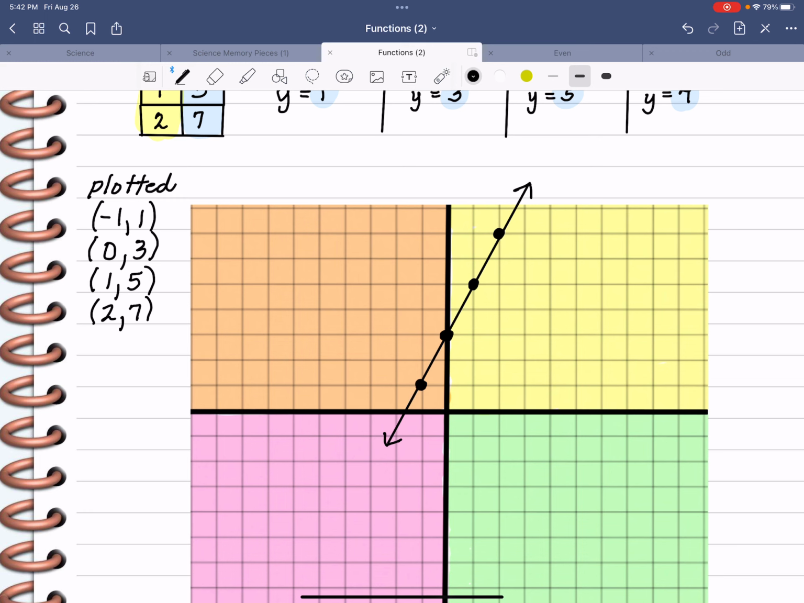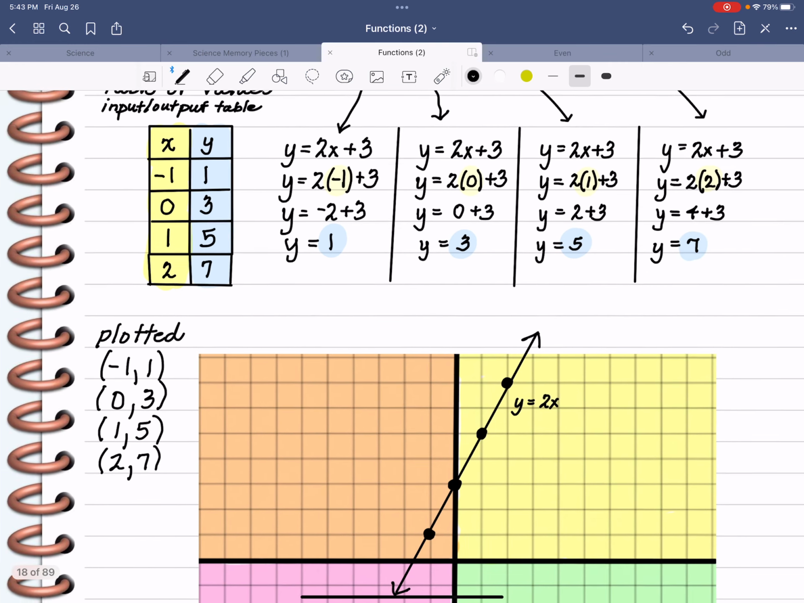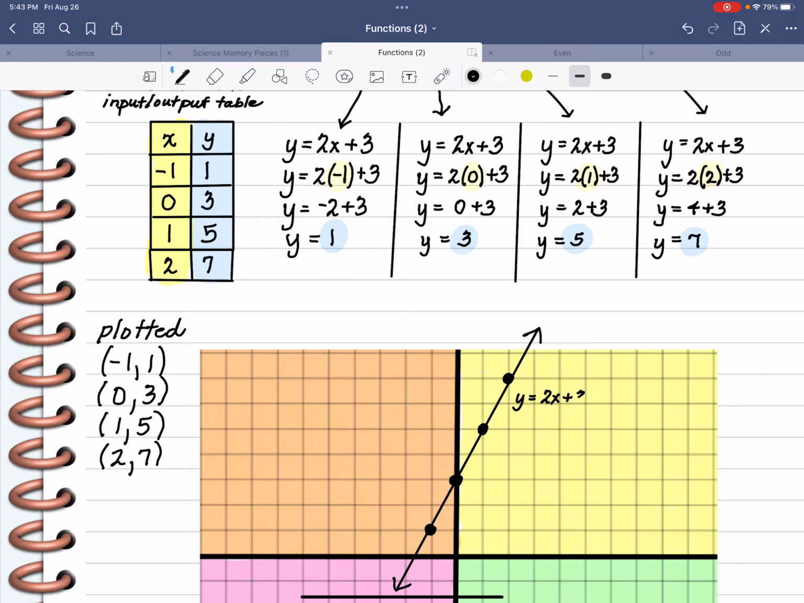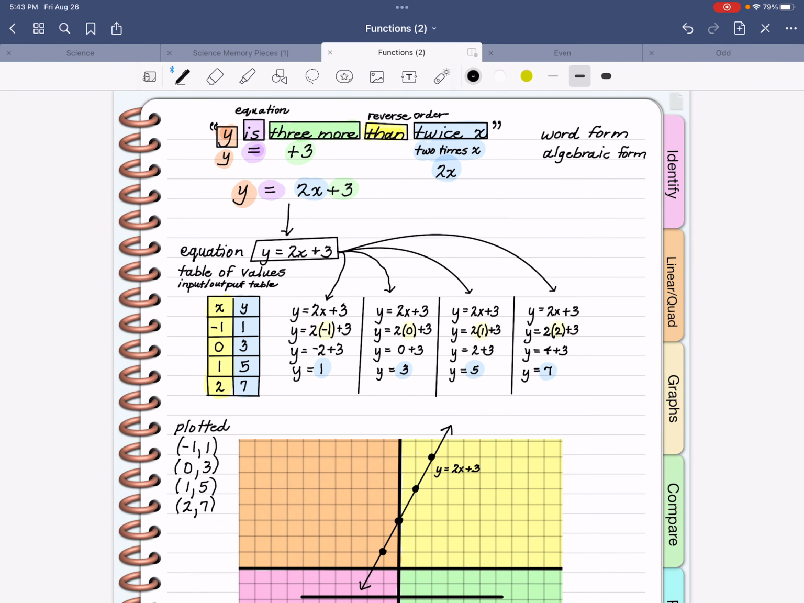And to name this line, we would actually use our equation. Y equals 2x plus 3. You have just graphed a function. You started with words and you ended up with a picture. And that was the point of page 151.